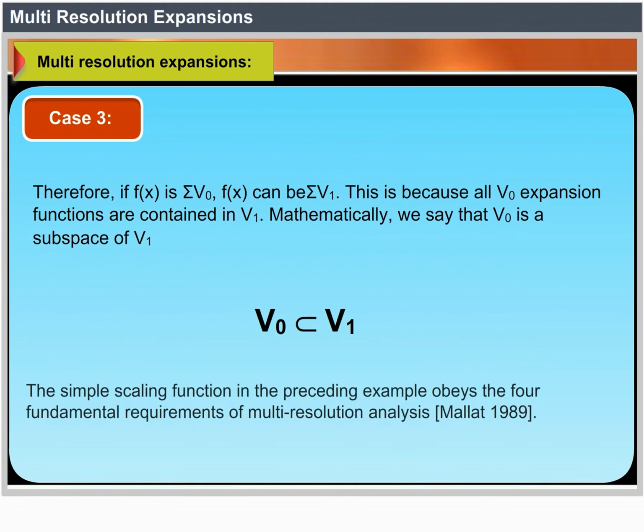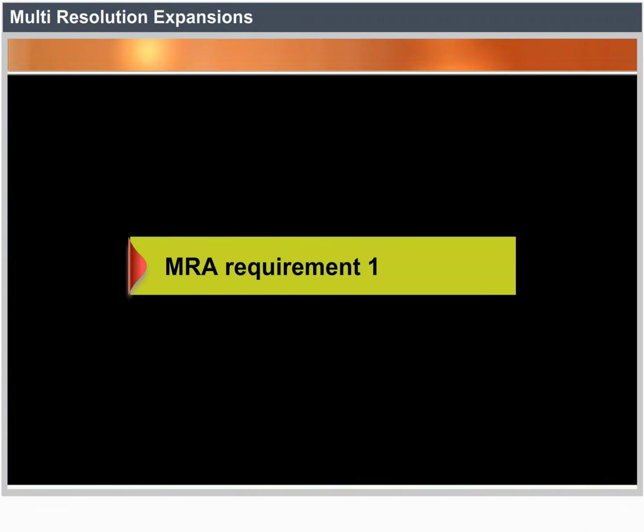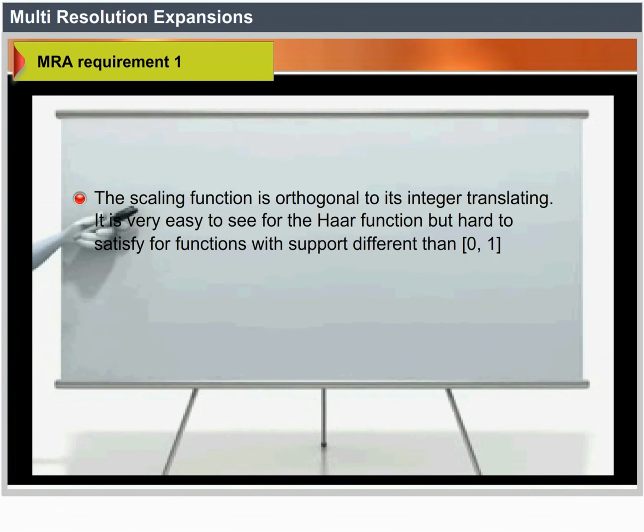The simple scaling function in the preceding example obeys the four fundamental requirements of multi-resolution analysis, Mallat, 1989. MRA Requirement 1: the scaling function is orthogonal to its integer translates. Easy to see for the Haar function, but hard to satisfy for functions whose support is different than 0, 1.